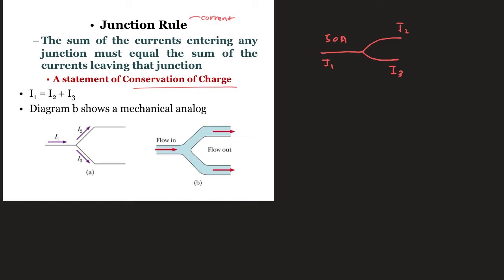If you have 50 ampere going into the junction, definitely the combination of I2 and I3 also has 50 ampere. That is the concept of the junction rule, where the sum of the current entering the junction is equal to the sum of the current leaving the junction. That is Kirchhoff's junction rule, or we can call it Kirchhoff's current law. Okay, let's move on to the next rule.